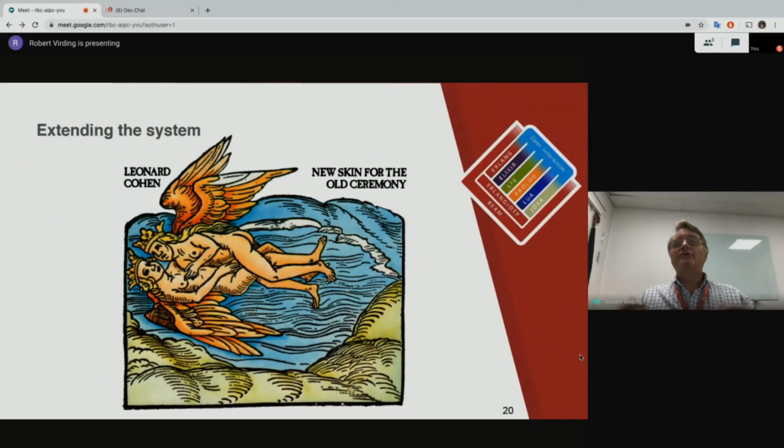So how about extending the system? I've been talking now about Erlang and OTP. What happens if you want to add more? Well, this is like you have the old ceremony, you want to add a new skin to it.